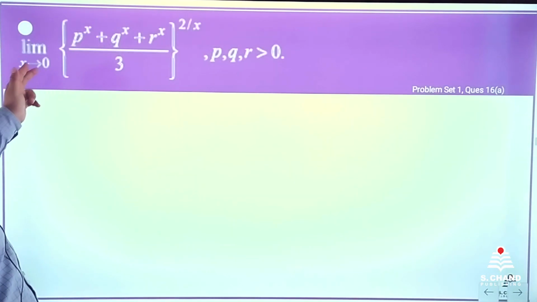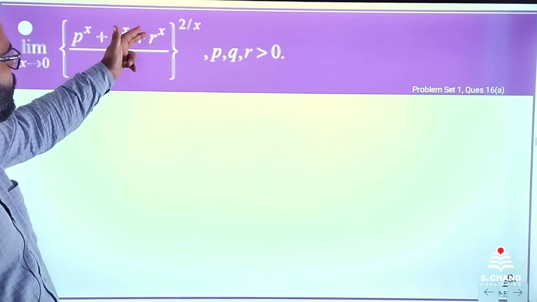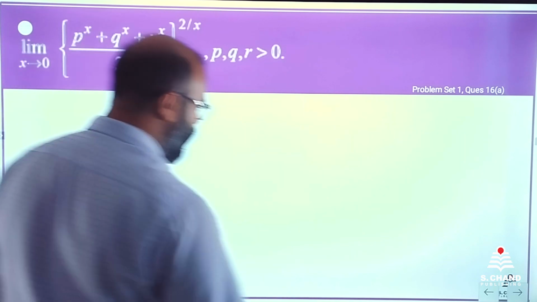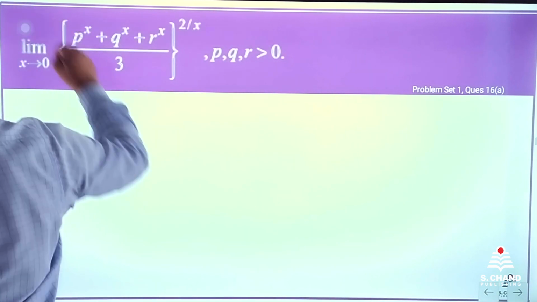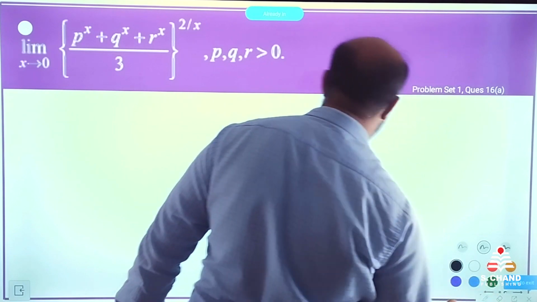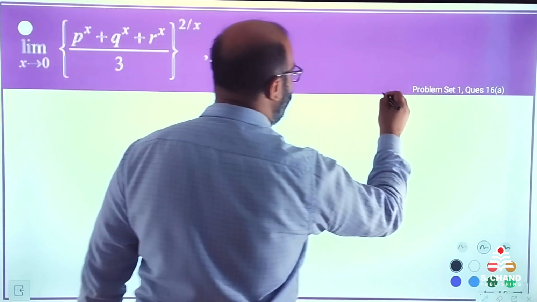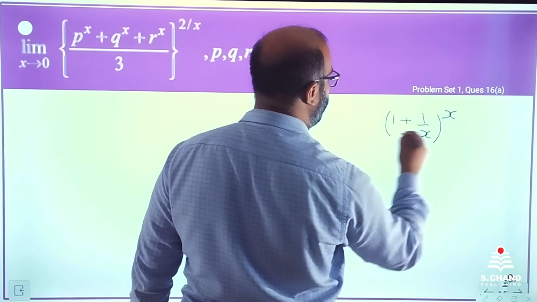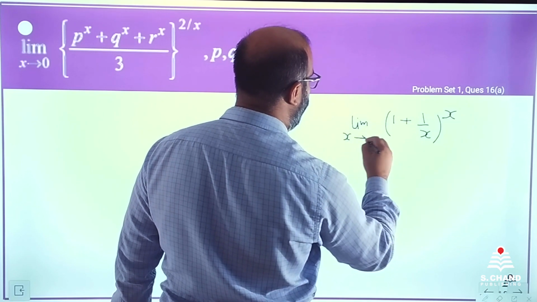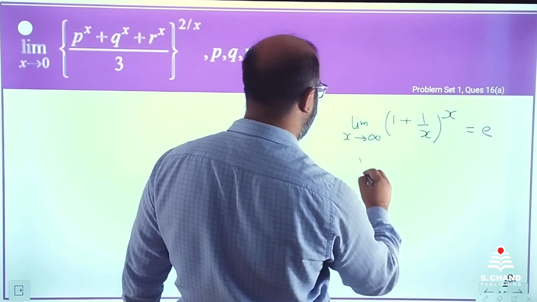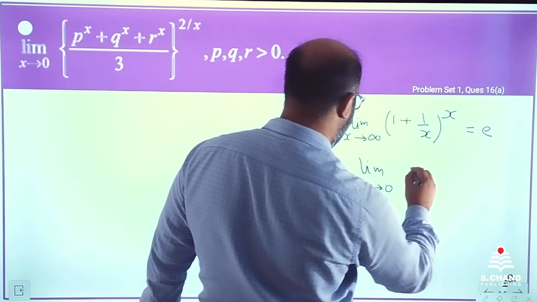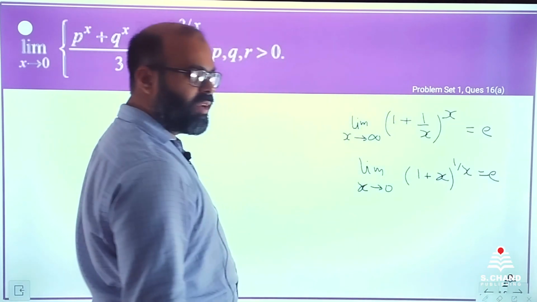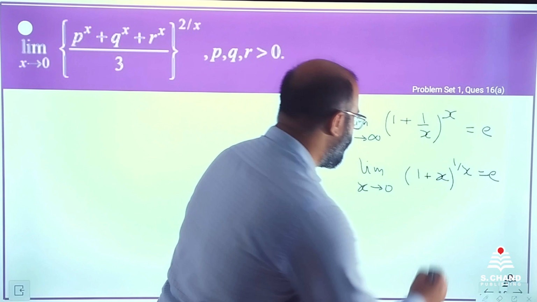The next question is limit x tending towards 0, (p to the power x plus q to the power x plus r to the power x by 3) to the power 2 by x, where p, q, r are positive. If we calculate this, we have an identity which says that (1 plus 1 by x) to the power x, limit x tending towards infinity, is equal to e. We can also say that limit x tending towards 0, (1 plus x) to the power 1 by x, is equal to e. Anyways, we can write this identity. So this is a 1 to the power infinity form.